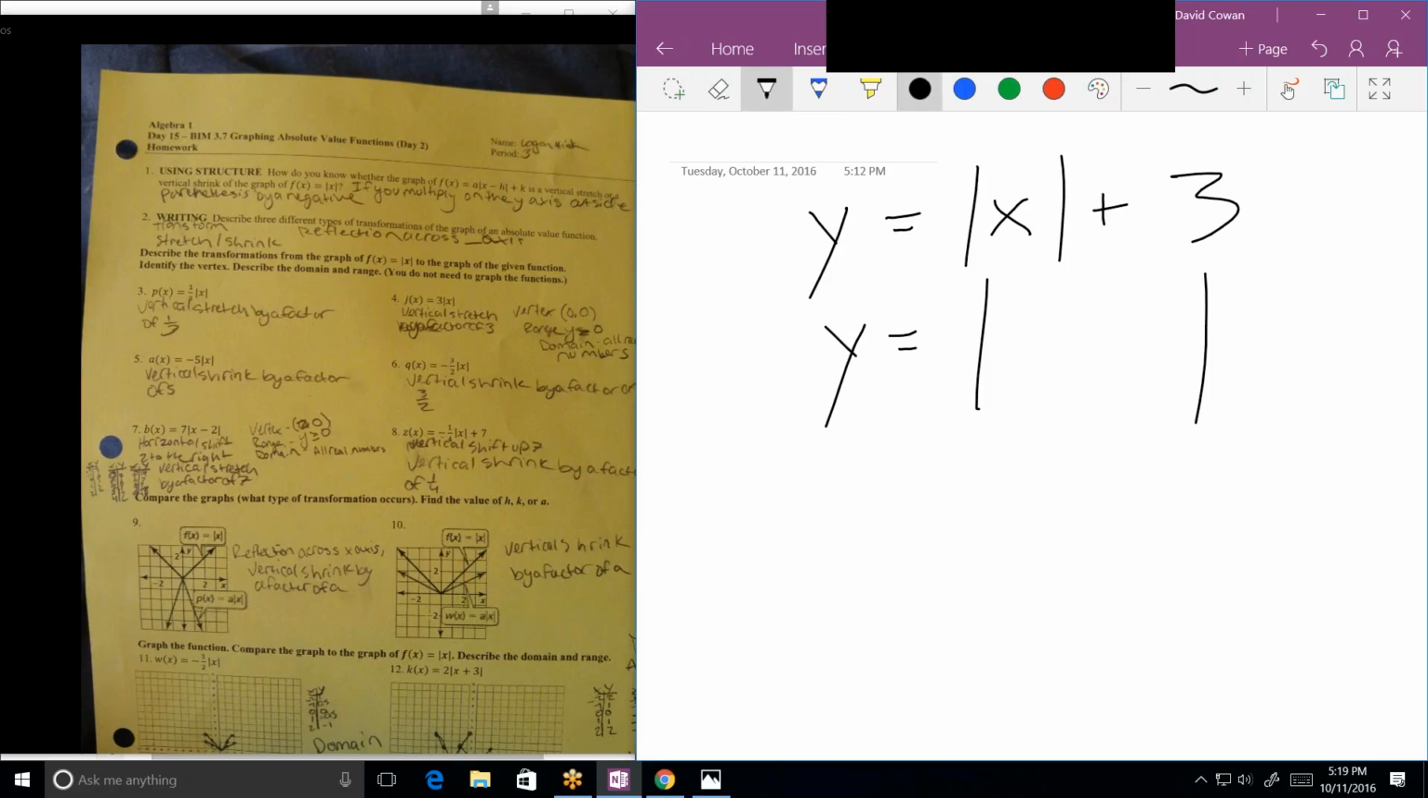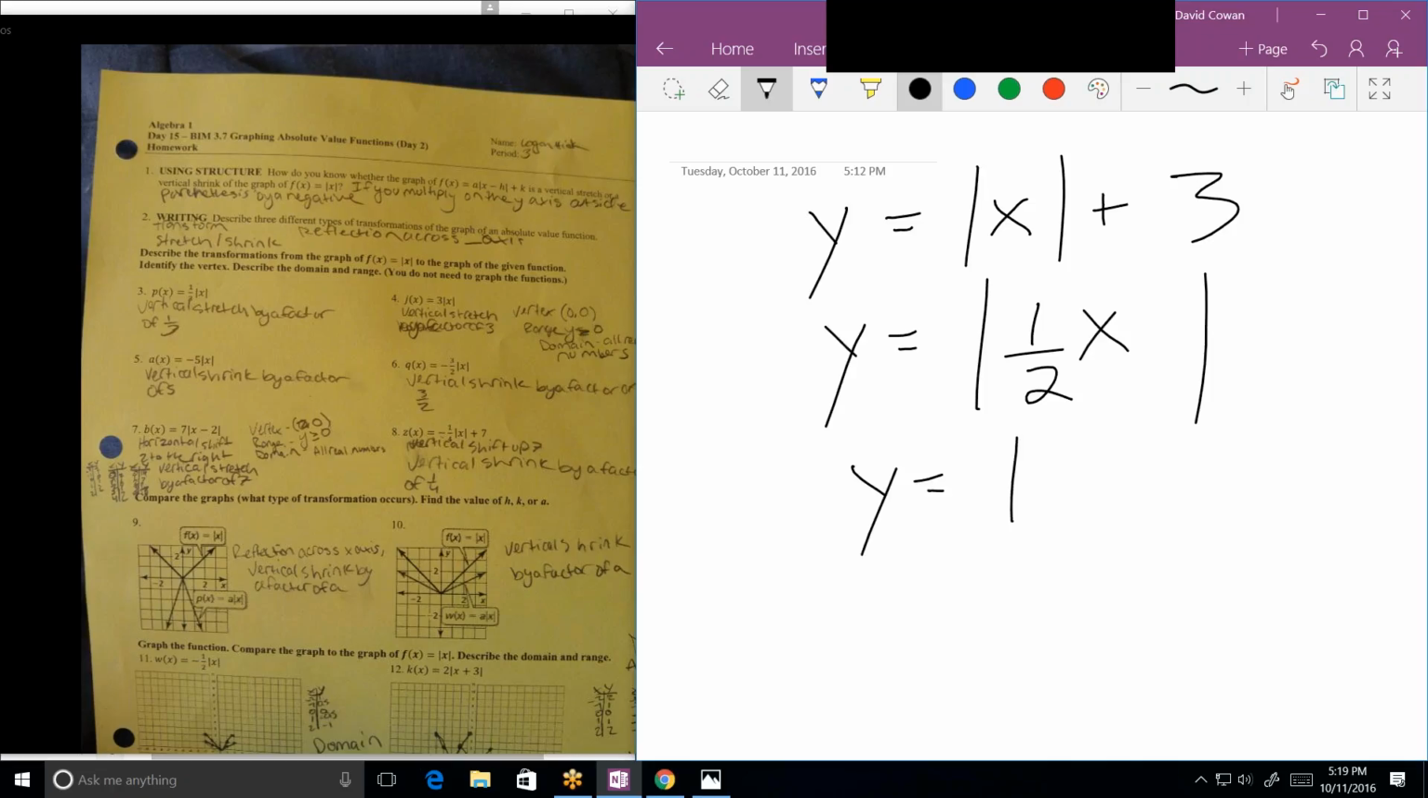How do I do a horizontal stretch? A horizontal stretch would be a number between -1 and 1, and that would have to be inside the absolute value. In other words, y equals absolute value of 1/2 x would be a horizontal stretch. And a horizontal shrink would be what? Give me an example of a horizontal shrink.